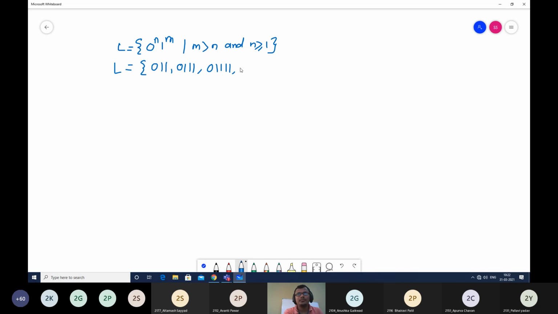Are you getting this? Then if the value of n is 2, I'll have 2 zeros. In that case, m should be a minimum of 3 in number. So in that case, ones will be 3, or it may be 4 also. Are you getting this?